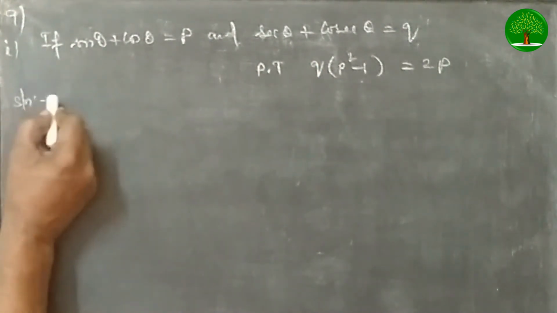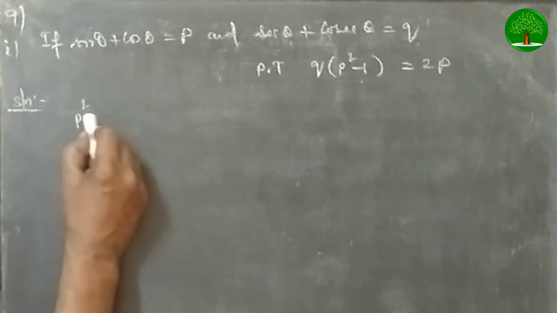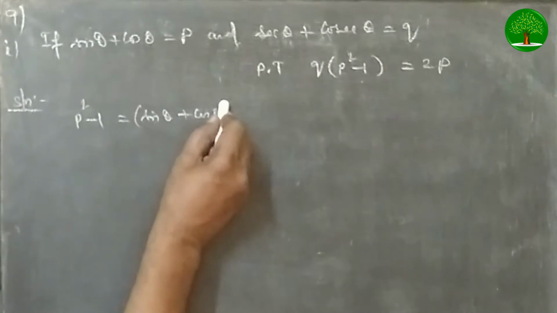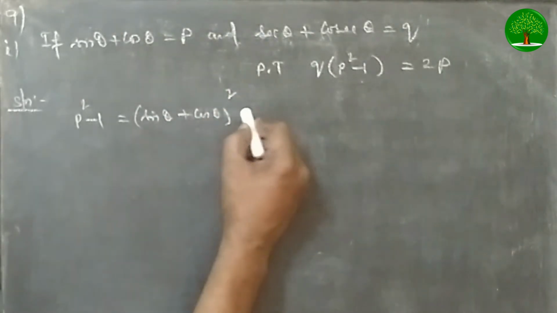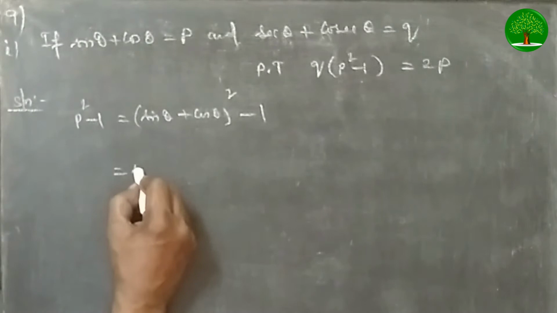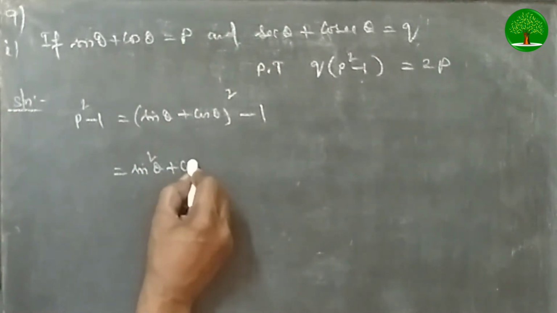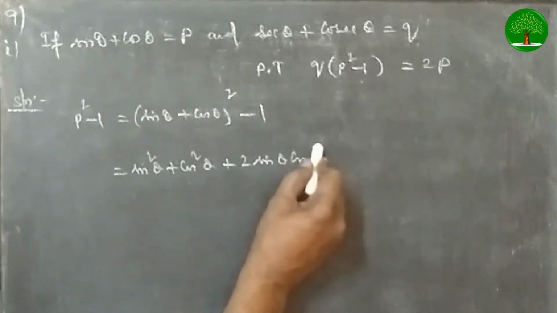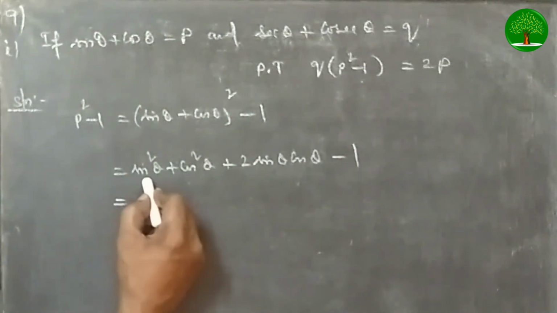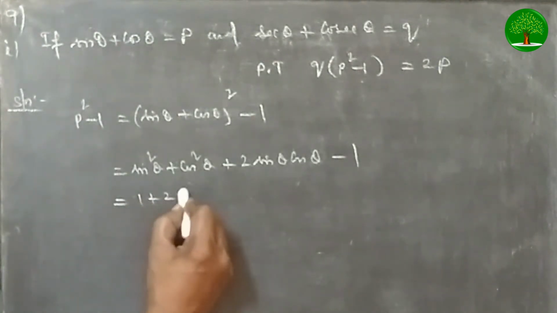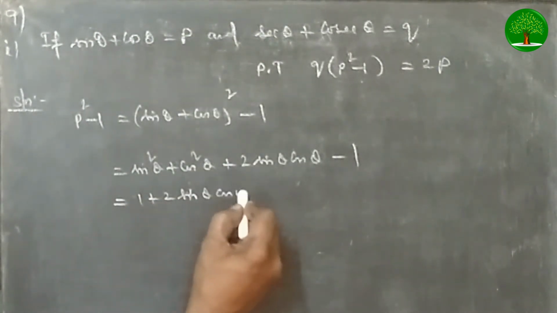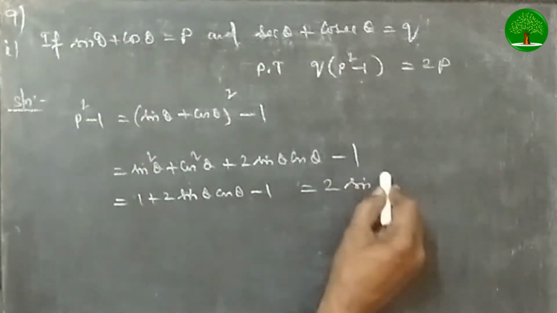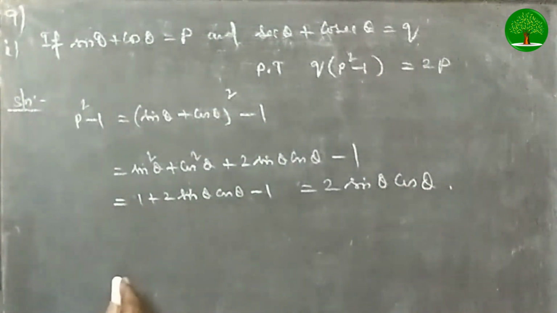Now is the solution. p square minus 1 is equal to (sin theta plus cos theta) whole square minus 1. This is equal to sin square theta plus cos square theta plus 2 sin theta cos theta minus 1. This is equal to 1 plus 2 sin theta cos theta minus 1. This is equal to 2 sin theta cos theta.